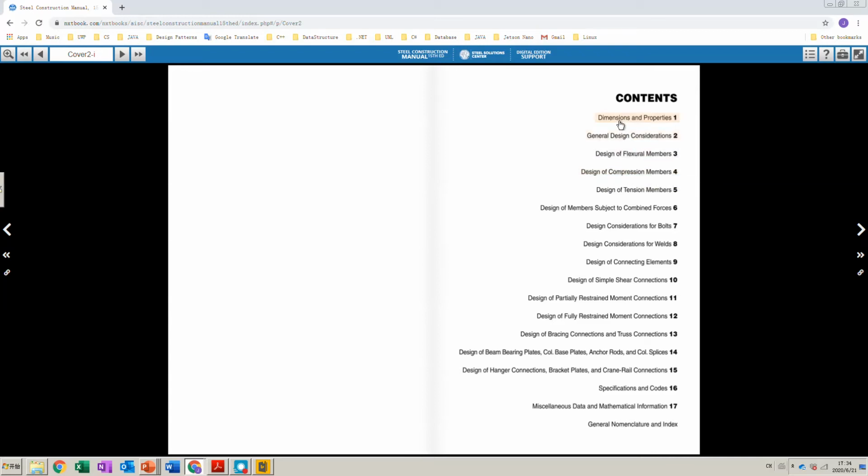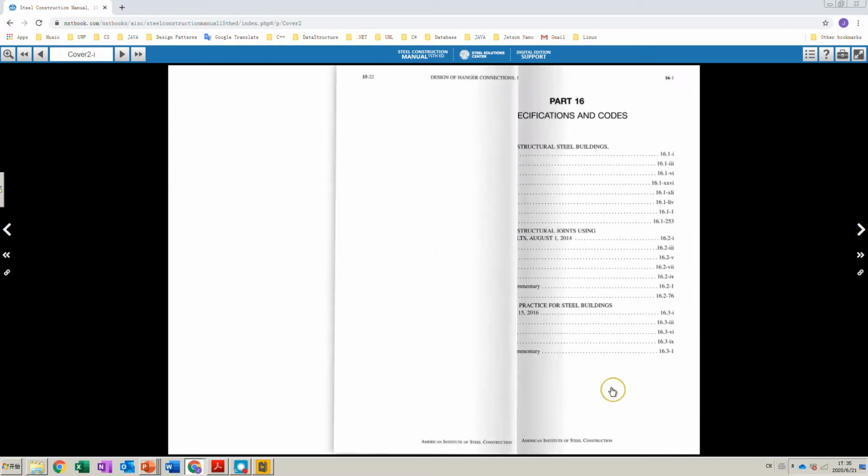Typically, part 1 through part 15 provide the design aids, tables, and graphs you're going to use for the design. For example, we are doing the compression member design, so we're going to use the tables in part 4, and after that we're going to use part 3 a lot for beam design. Okay, so let's look at equations from part 16, specifications.